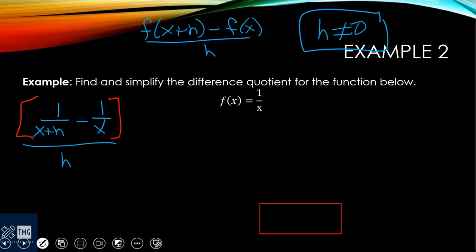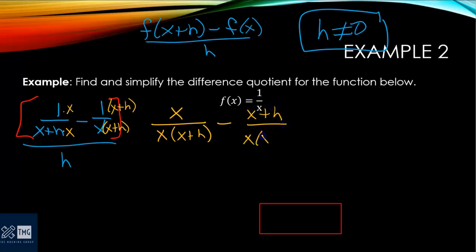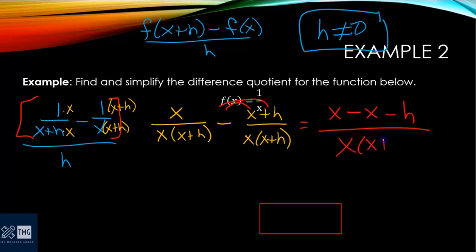In my numerator, I need a common denominator, and that common denominator is x times x plus h. To do that in my first fraction, I'm going to multiply by x. So I get x. Now I'm going to subtract. In my second fraction, I have to multiply by x plus h. That gives me x plus h all over x times x plus h. We're still just working in the numerator. Now in the numerator, I have to distribute the negative. That gives me x minus x minus h all over x times x plus h.